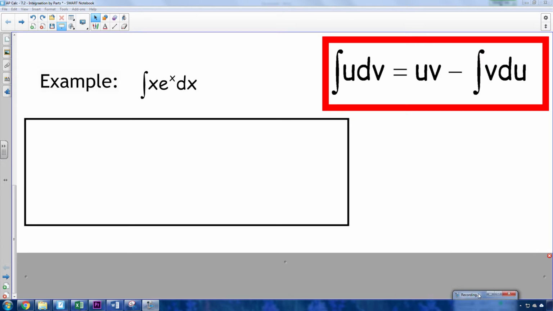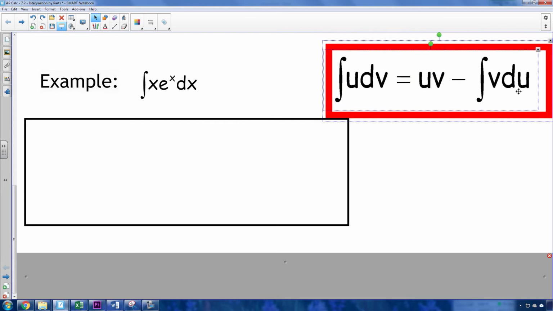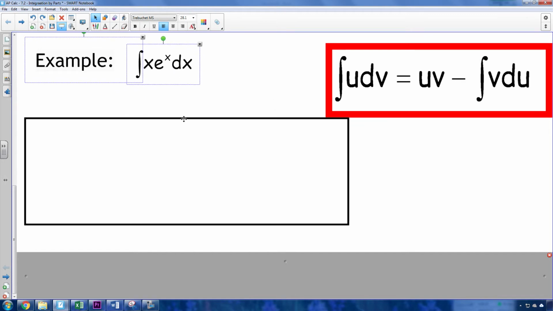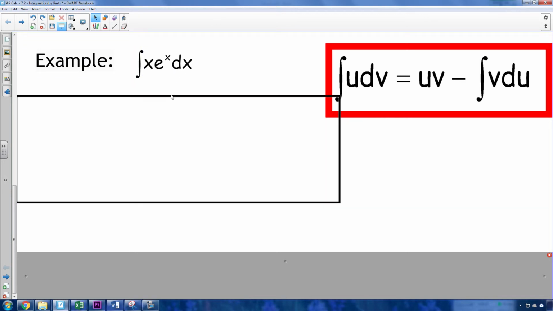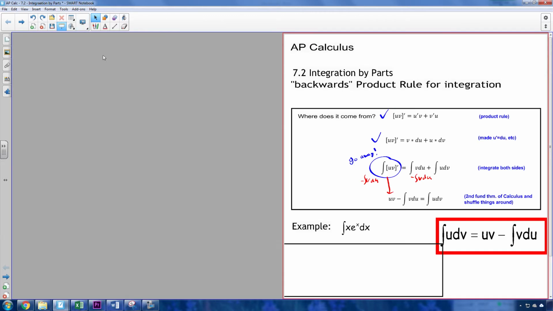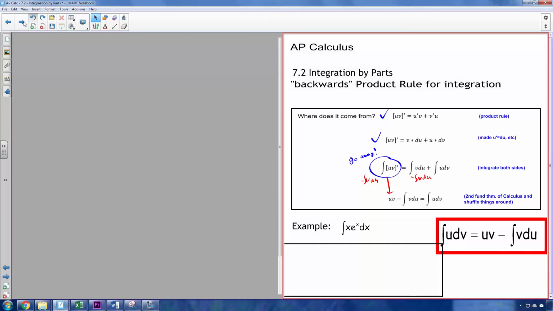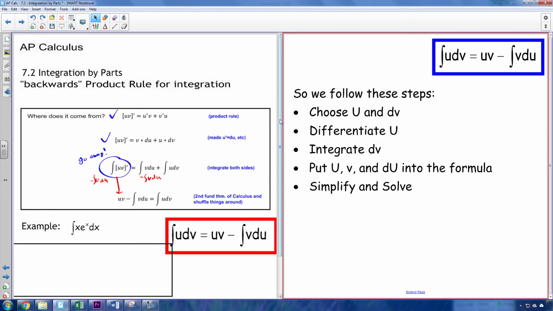All right, so now I'm situated here, and this is the example we want to deal with, and this is the formula we have. So we want to think about how we can use this formula, uv minus v du, on this thing. What we could do is a couple of different things, actually. What I'd like to do is show you the steps on how you're going to do this for starters. So the first thing you're going to do here is follow these steps right here.